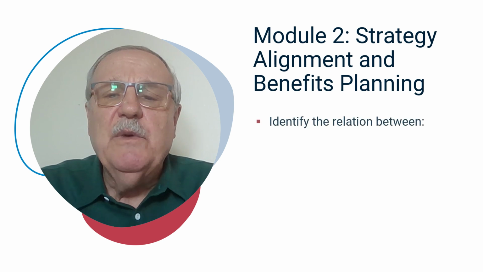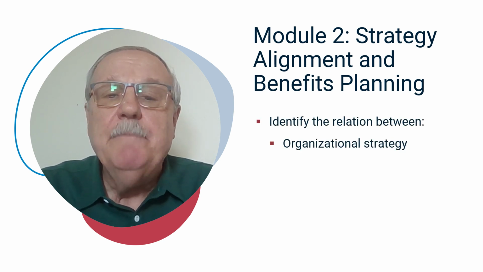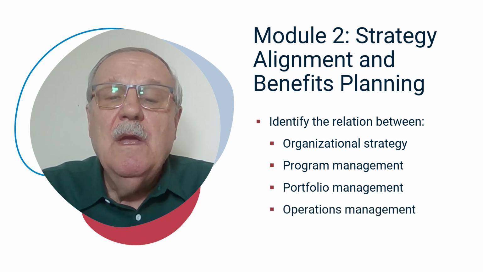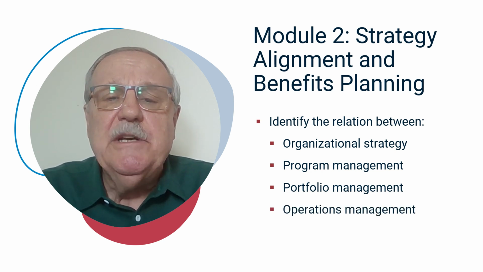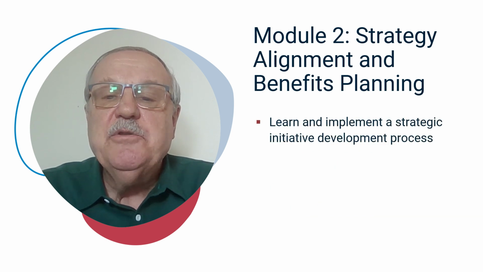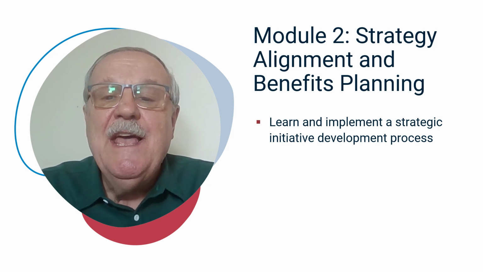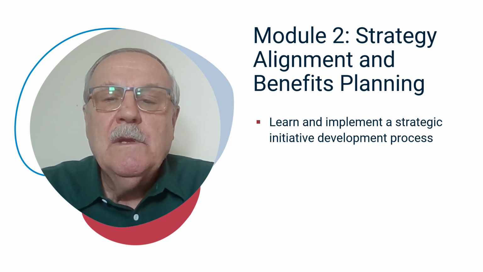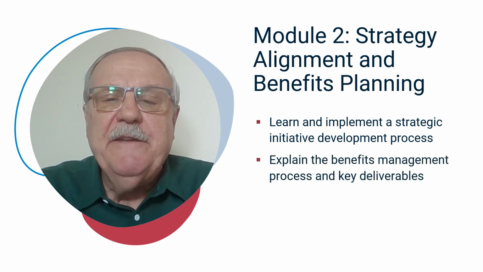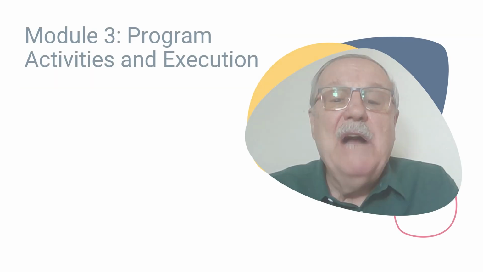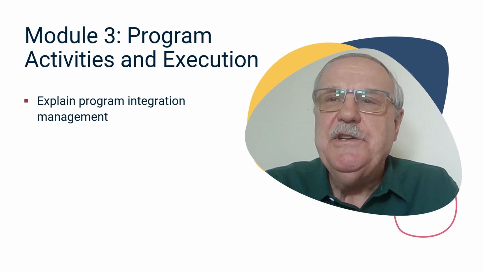Module 2 will highlight the relationship between organizational strategy, program management, portfolio management, and operations management. We will then explain the key relationships required for success. The strategic initiative development process is illustrated to show how programs relate to portfolios and projects and implement strategic initiatives in a changing environment. We end with an in-depth overview of the benefits management process and key deliverables essential to success.